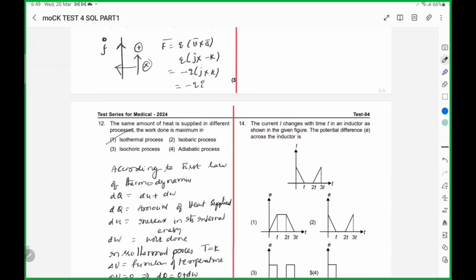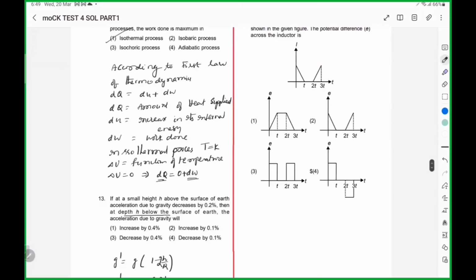Here, current changes with respect to time. When there is a change in current, definitely EMF is induced, the potential difference. So here induced EMF is equal to minus L di by dt. Induced EMF is minus L di by dt.